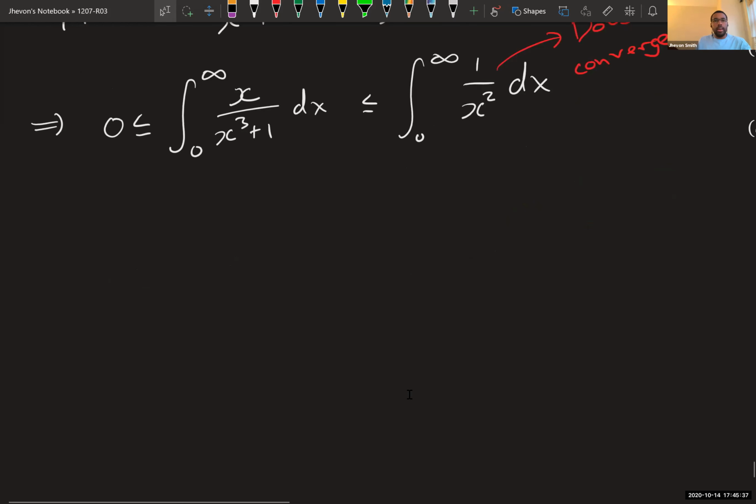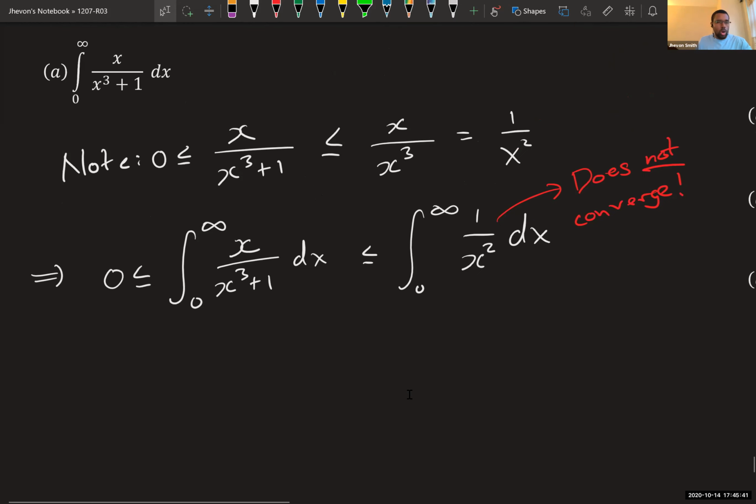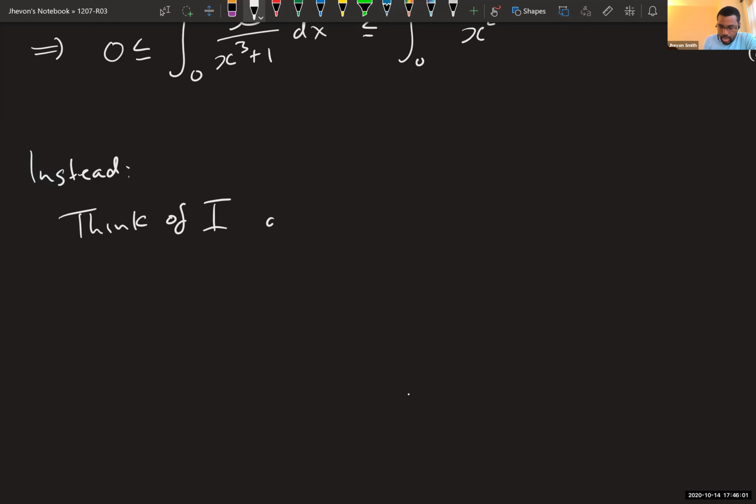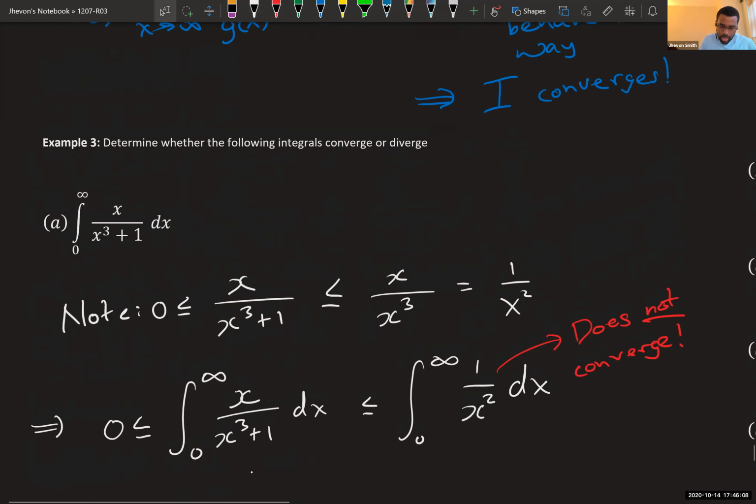So let's say you're on a test or a quiz, and the direct comparison theorem is what you actually thought about first. How do you actually get it to work? So instead, here's what we would do. Is that still in red? I would think of, so let me call this integral I.